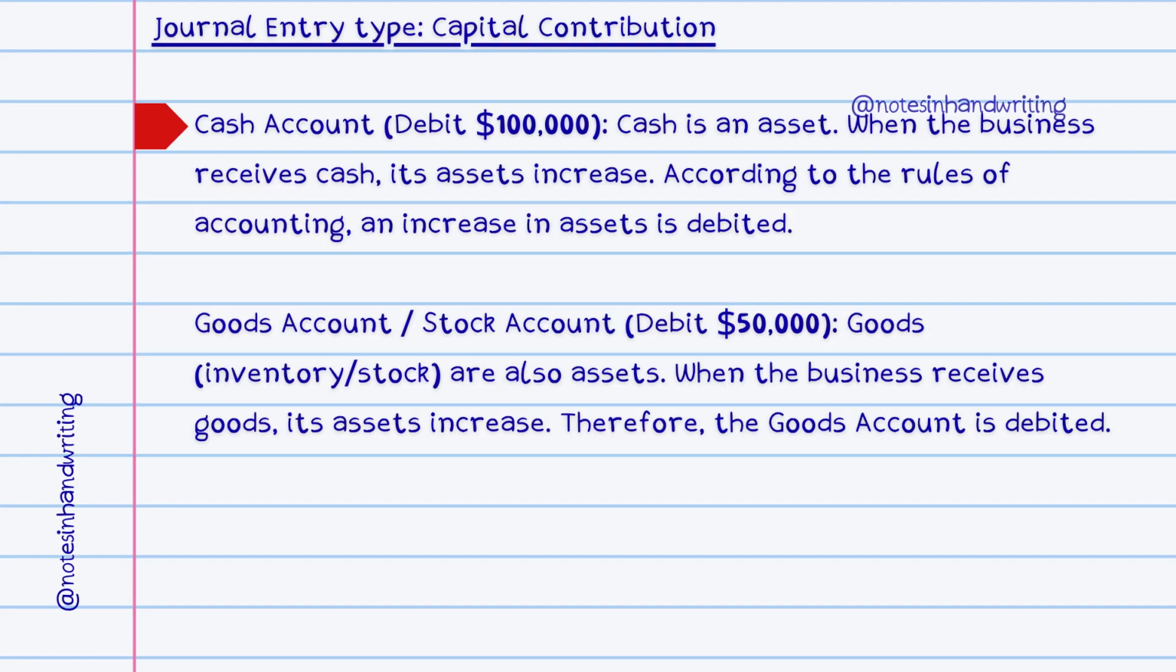Cash is an asset. When the business receives cash, its assets increase. According to the rules of accounting, an increase in assets is debited. In other words, cash is coming into the business and it's an asset. So according to the rule, we debit what comes in. Goods are also assets. When the business receives goods, its assets increase. Therefore, the goods account is debited.